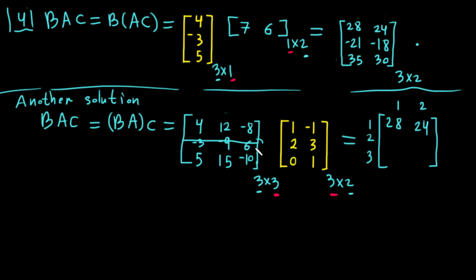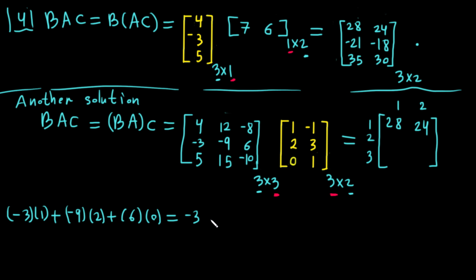Now we have to multiply the second row with the first column. So negative 3 multiplied by 1, plus negative 9 multiply by 2, plus 6 multiply by 0. Equal negative 3 multiply by 1, which is negative 3. Negative 9 multiply by 2, which is negative 18. 6 multiplied by 0, which is 0. The answer here will be negative 3 minus 18 plus 0, which is negative 21.